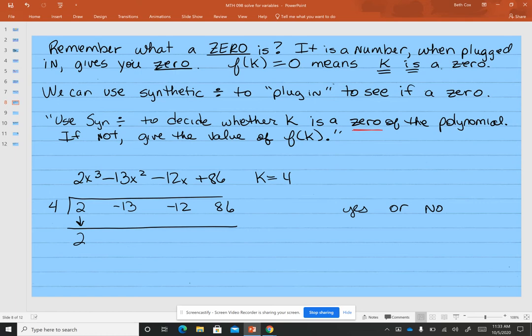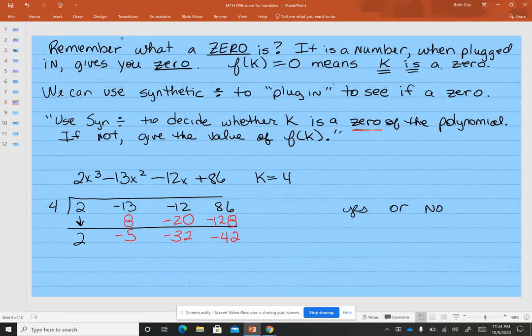So we're going to do synthetic division with this particular problem, and we're going to use 4. 4 times 2 is 8, and that gives you negative 5. 4 times negative 5 is negative 20, and that's going to give you negative 32. Is that right? Okay, just making sure I don't screw up. And then 4 times negative 32 is going to be negative. That's not a 2. That's going to be an 8. And negative 128. And so then when I do subtraction, I get negative 42.